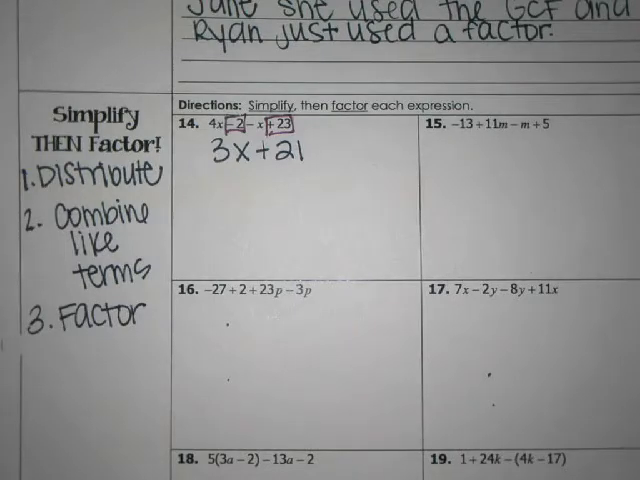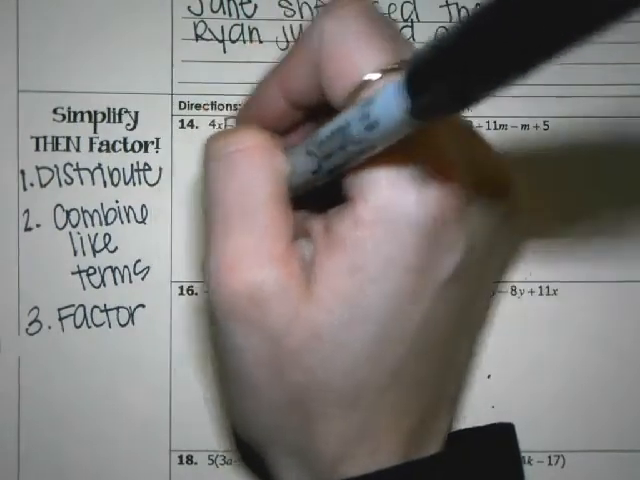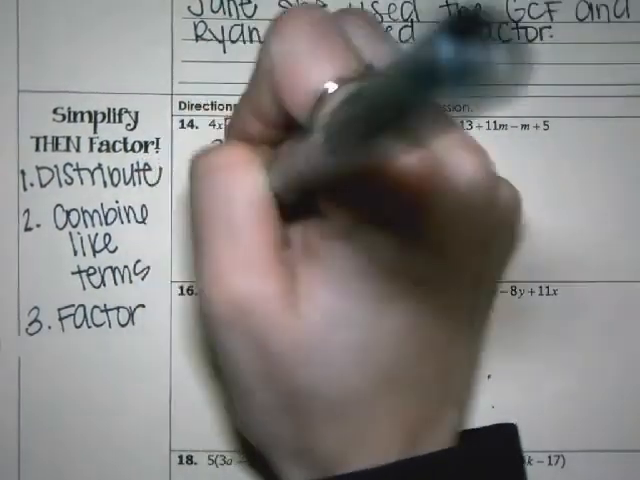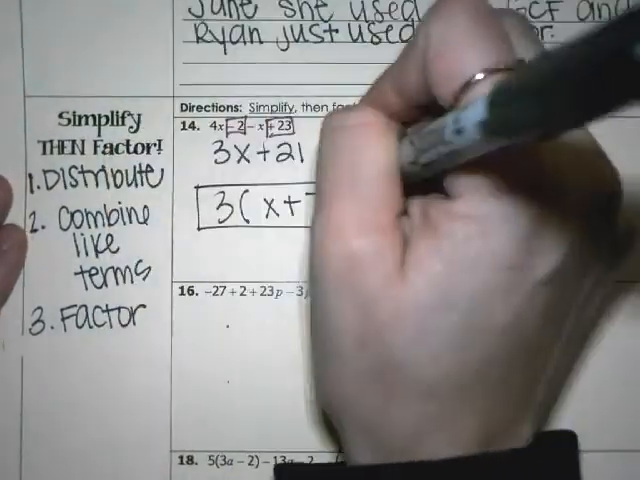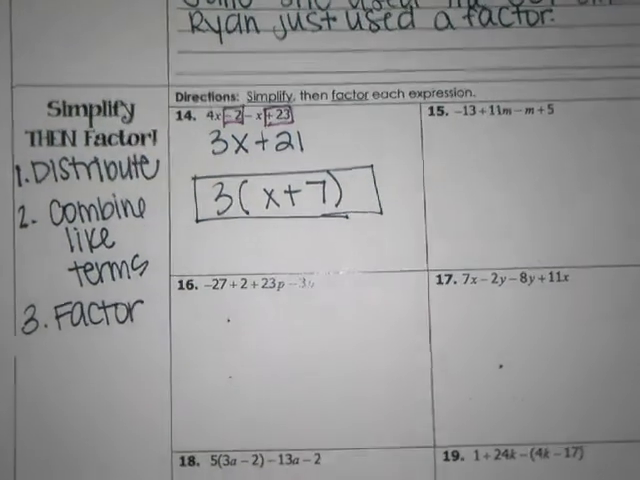And then number 20, tell me what you get. Sorry, I couldn't hear you. Say that again. 3 parentheses x plus 7. So that is your answer. Questions on that, you guys? Okay, let's go to number 18.